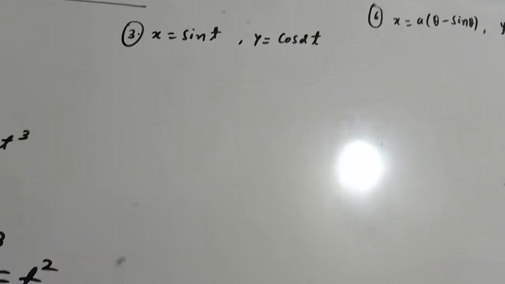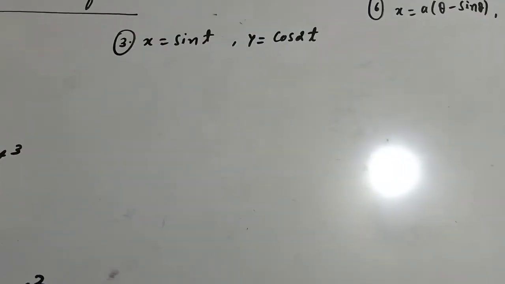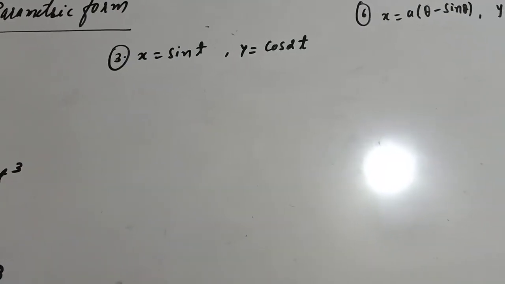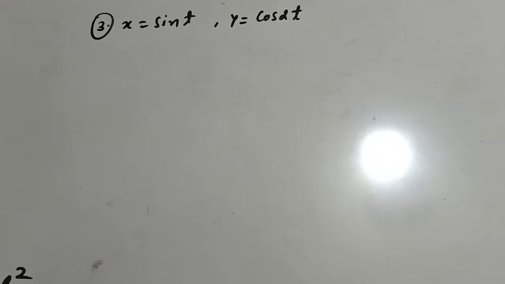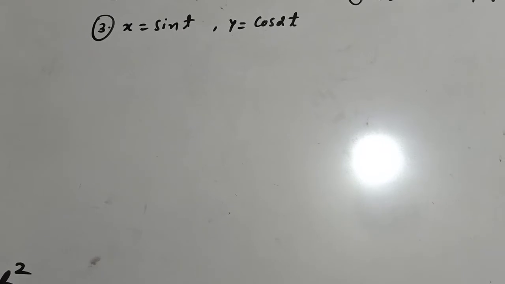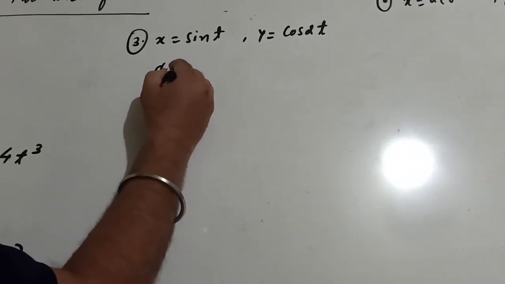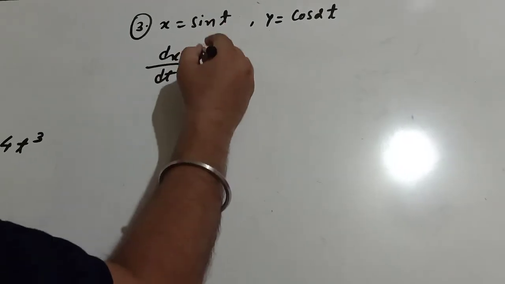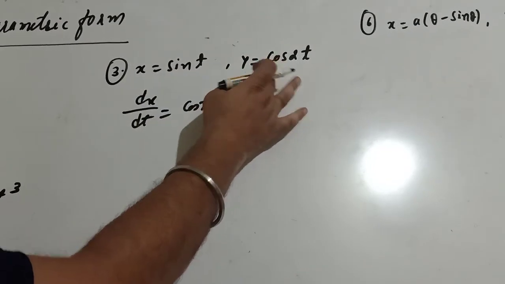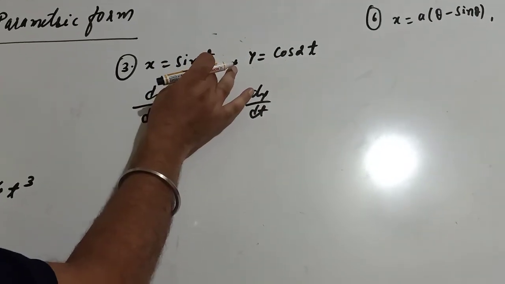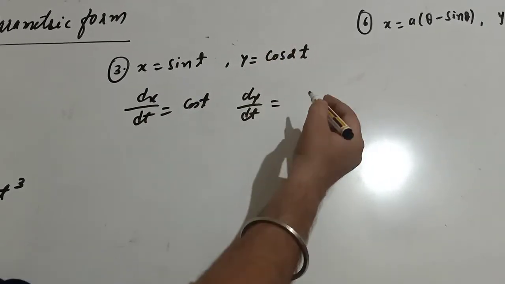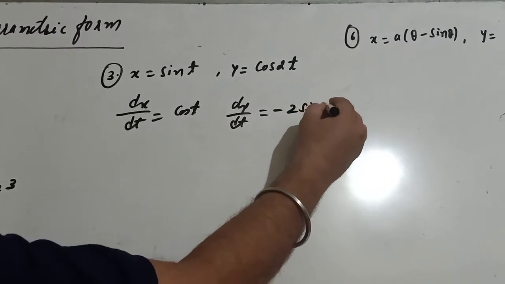Now, in the same way, question number 3 also has x and y both as functions of a parameter. What is to be done? We have to find dx by dt and dy by dt, thereafter dy by dx equals dy by dt upon dx by dt. This is called parametric form. Another parameter will be given, and we have to differentiate with respect to that parameter. So dx by dt is the differentiation of sin t, which is cos t. X and y both are functions of t. So dx by dt, differentiating with respect to t, sin t differentiates to cos t. dy by dt is cos 2t minus 2 sin 2t.